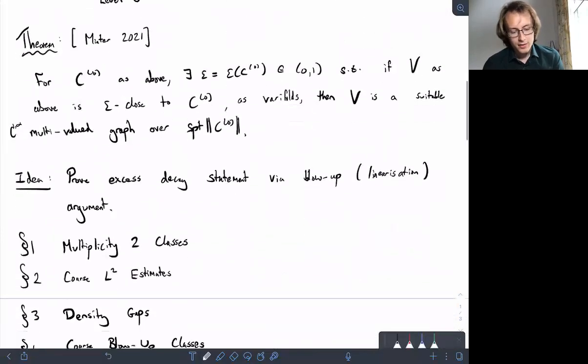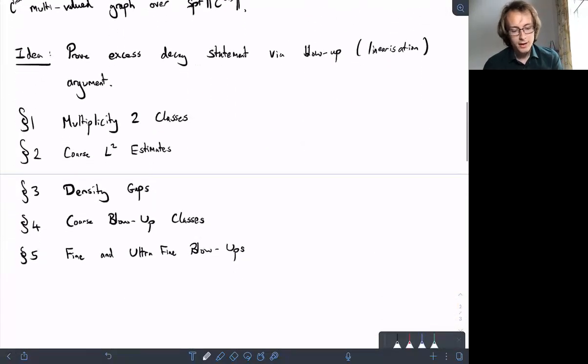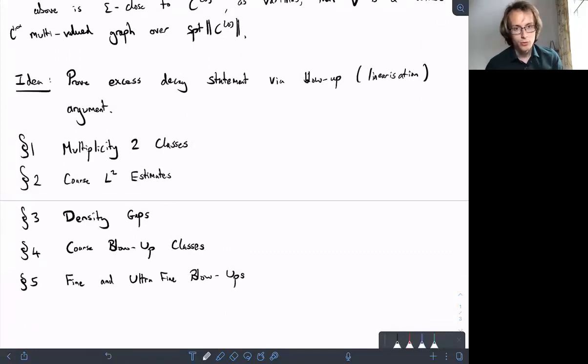Okay, so yes, the idea is the Blob method. As a vague outline of the talk, we're going to talk about multiplicity 2 classes. This is a natural generalization of the multiplicity 1 classes used by Leon in his cylindrical tangent cones paper to this setting. Then we're going to talk about how we construct the coarse blob class using initial L2 estimates. So we're going to find initial graphs and prove initial estimates.